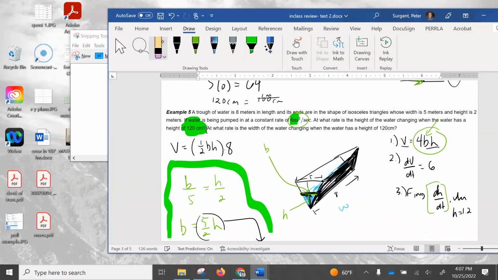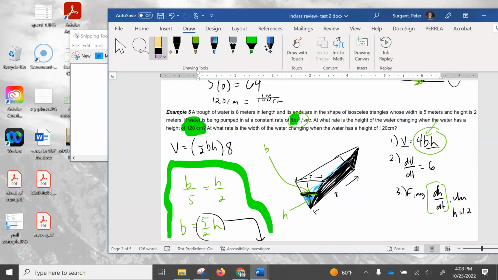How about this bonus question here? At what rate is the width of the water changing when the water has a height of 120 centimeters? Okay, so width, I should have probably used W instead of B, but B is W. B is the width or the base. I probably should get rid of that. So I think we could start all over and do this one again.